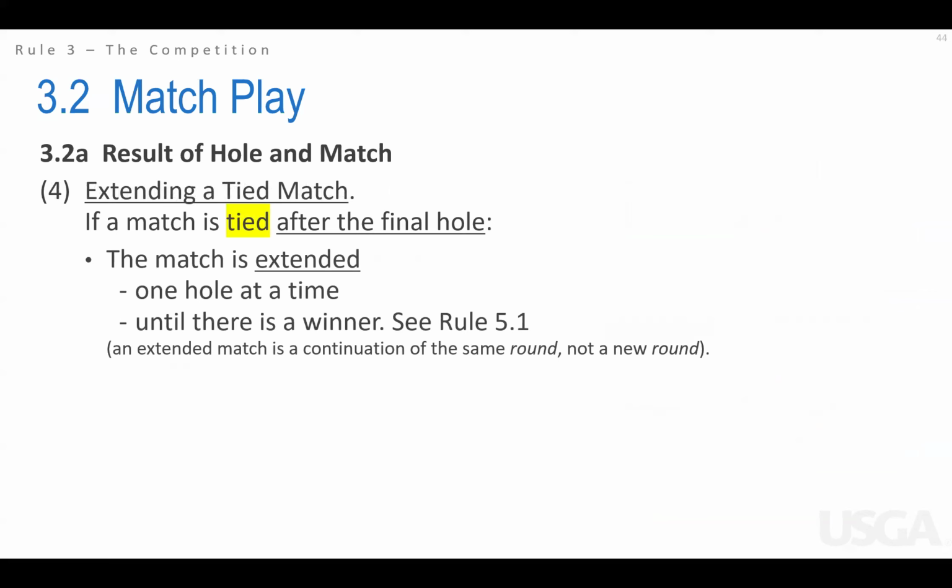The match is tied after we get to the end of the final hole, whether it's a 9 or an 18-hole match or less than that. Let's just say it's an 18-hole match. If we get to the end of 18 holes and we're tied, we're just going to extend that match 1 hole at a time until we have a winner.